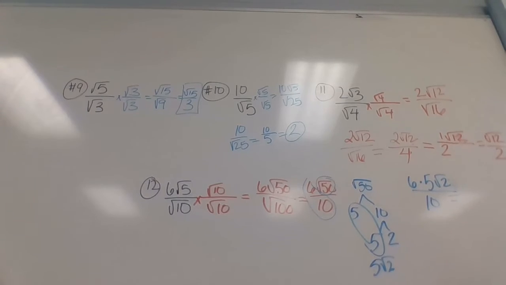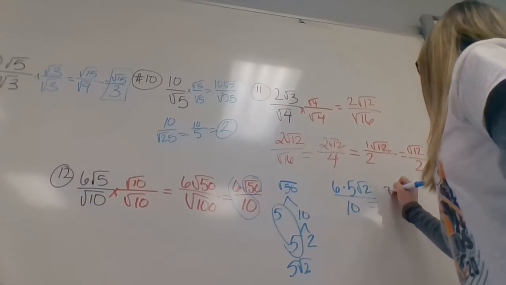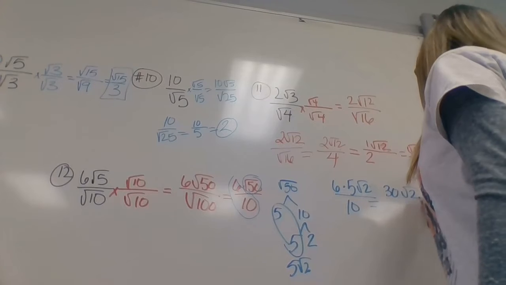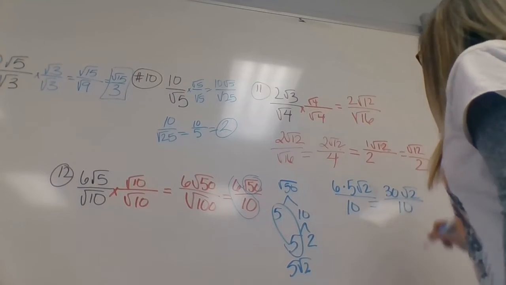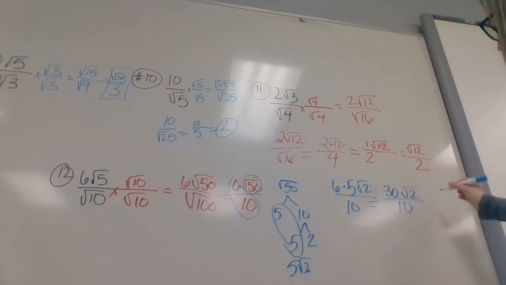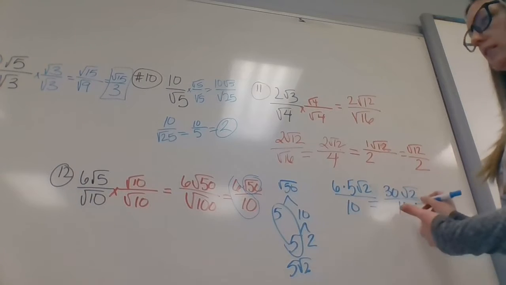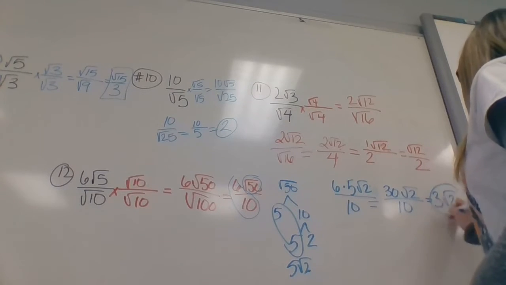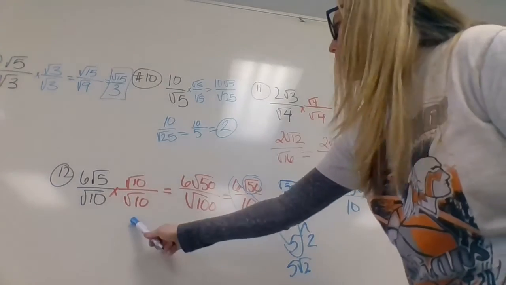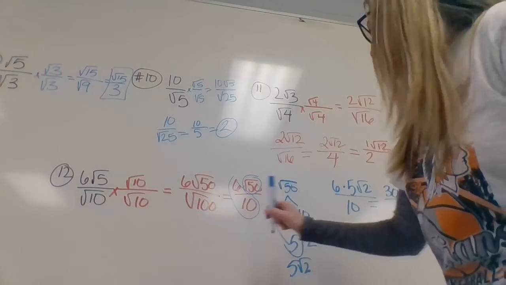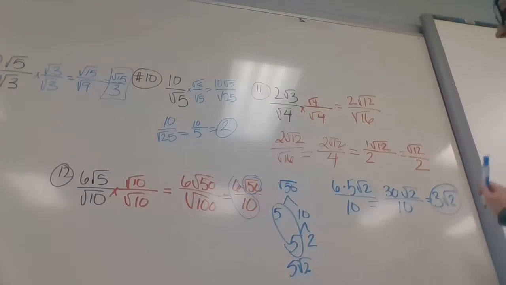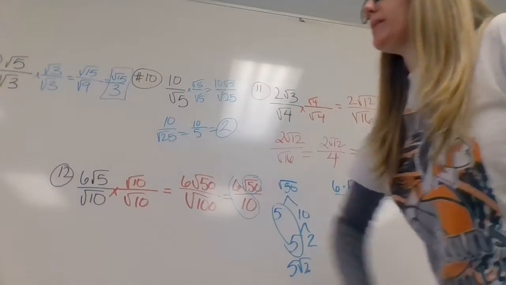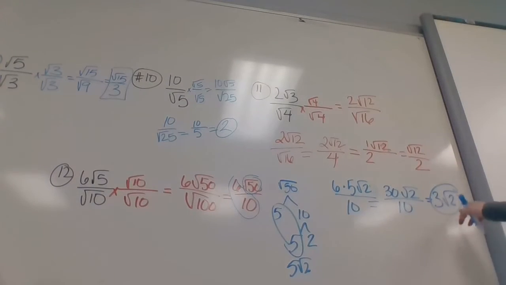Continue going. 6 times 5 is 30 times the root of 2. And then I see this 30 divided by 10. 30 divided into 10 groups is 3 root 2. So like I said, we have 1, 2, 3, 4, 5, 6, 7 steps to simply rationalize and simplify this, but it breaks down to 3 root 2.